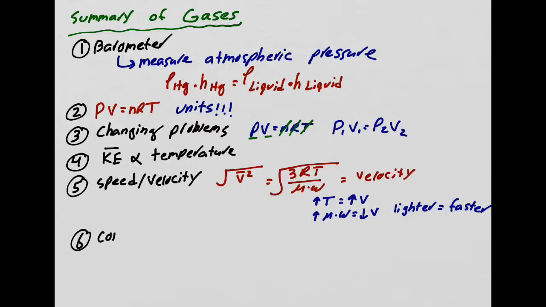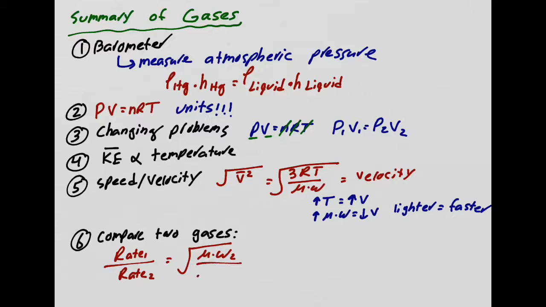Now, what if we want to compare two gases? If we want to compare the two gases, then the equation that we use is rate 1 over rate 2 equals the square root of molecular weight 2 over molecular weight 1. Basically, to compare, we want to look at a ratio.